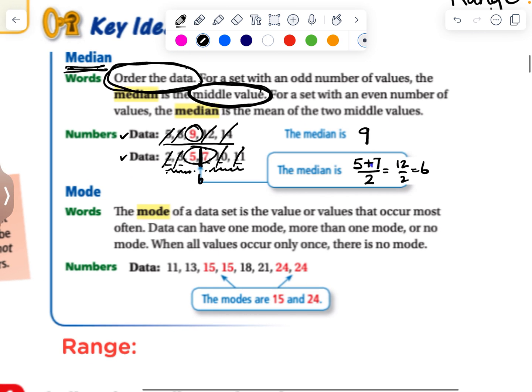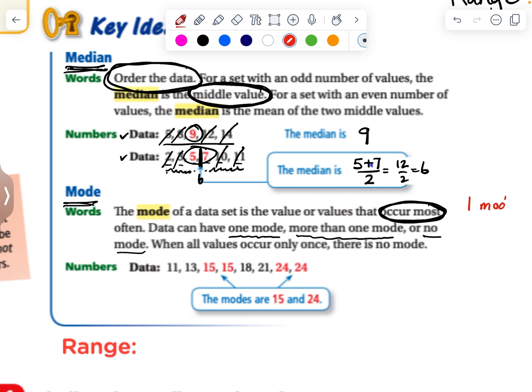The next word that I need you to learn is mode. Again, it's helpful to have the numbers in order, and the reason is that way you get all the same numbers put together. Because whichever number occurs the most is your mode. Now, you could have a situation where there is just one mode, one number that repeats itself. Or you could have a situation where there's more than one, or you could have no mode. So you've got 3 scenarios you have to be aware of: 1 mode, no mode, or more than 1.